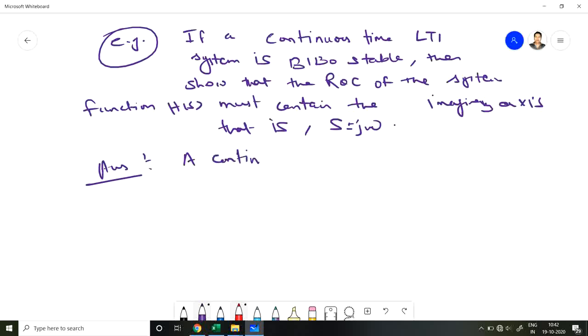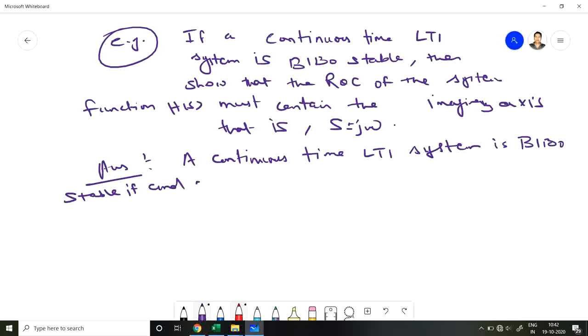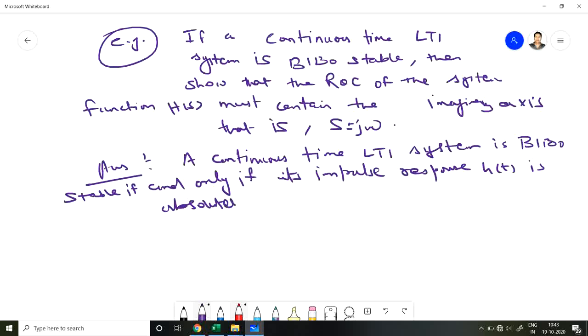A continuous time LTI system is BIBO stable if and only if its impulse response h(t) is absolutely integrable, that is, the integral from minus infinity to plus infinity of modulus of h(t) dt is less than infinity.